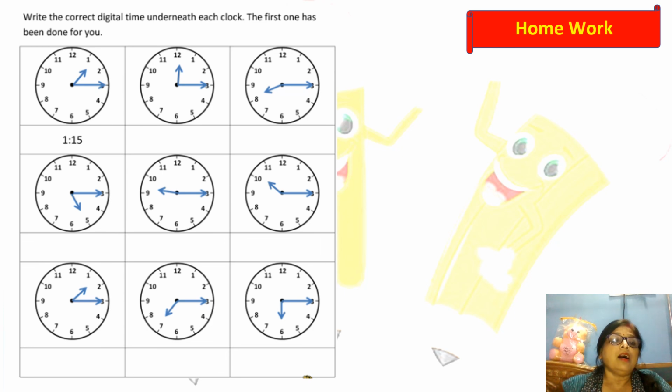Students, in the previous slide, you have written the time in words. Now, in this question, you have to write the digital time. It means the first one is done here. In the previous one there was quarter past 1. And how can you write the quarter past 1 in digital numbers? So that is written here, 1:15. Quarter past 12, that is 12:15. In this way, you will do the whole sums.